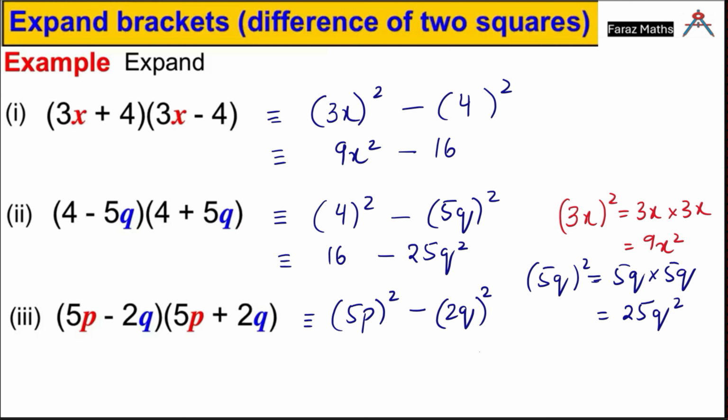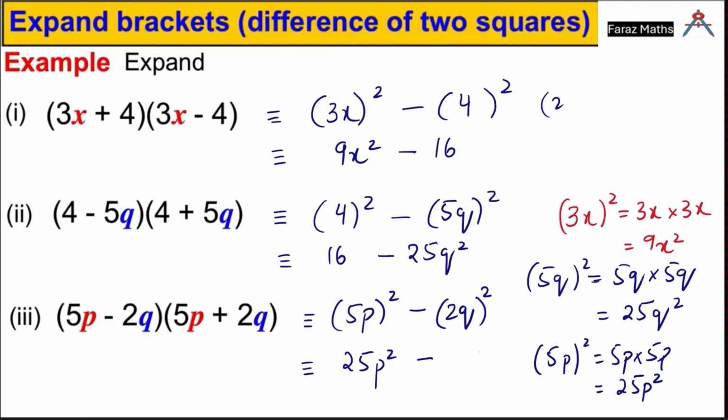The last one here, the first term is 5p, and then minus the second one is 2q. So 5p whole square means 5p times 5p, which is 25p square. 25p square, and minus 2q whole square means 2q multiply 2q, which is 4q square.